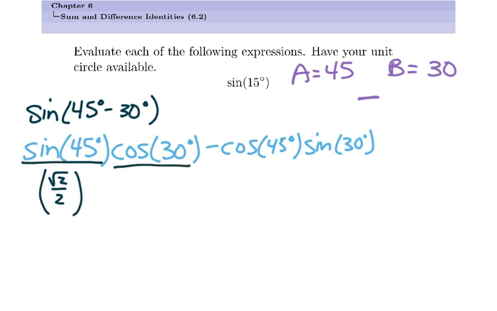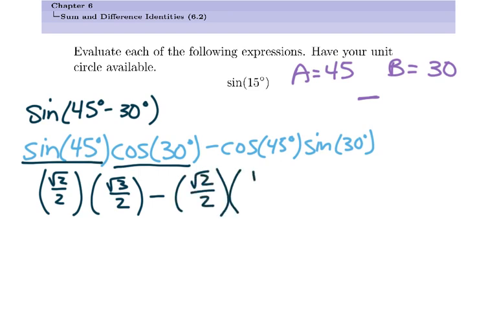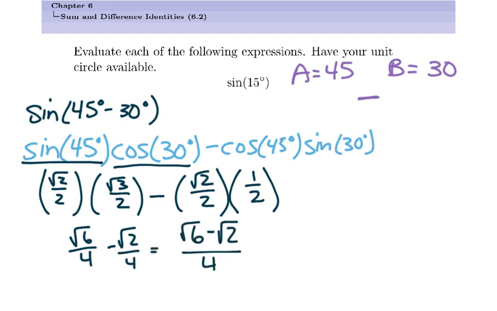Now what's cosine of 30 degrees? So you're looking at pi over 6, so you choose the x value. So that's square root of 3 over 2. Minus cosine of 45, choose the x value. And sine of 30, choose the y value. Now simplify. So you get square root of 6 over 4 minus square root of 2 over 4, and combine. Square root of 6 minus square root of 2 over 4 is your final answer.